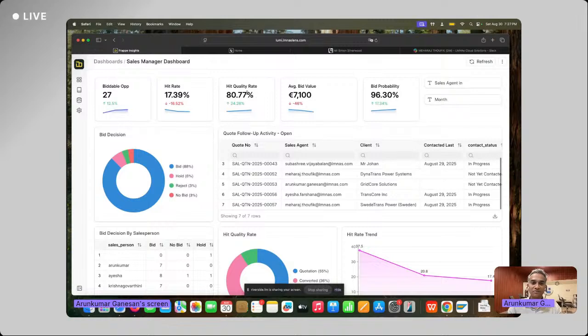So while the hit quality rate is on the higher side, my hit rate is only 17. And it also says the average bid value is declining, a 46% decline, and it is only some 7K, right?